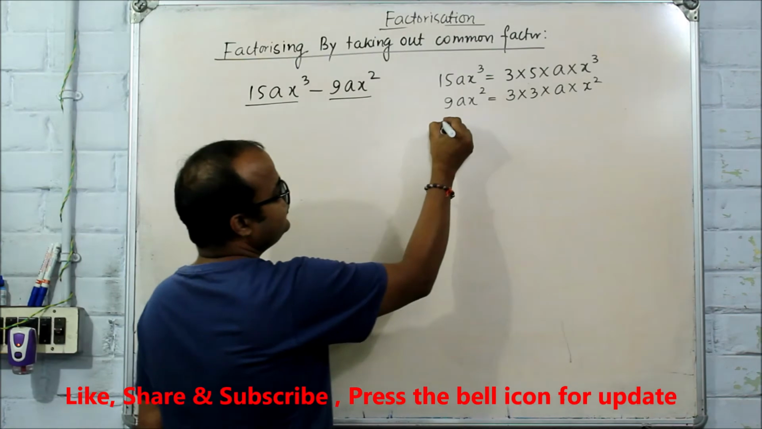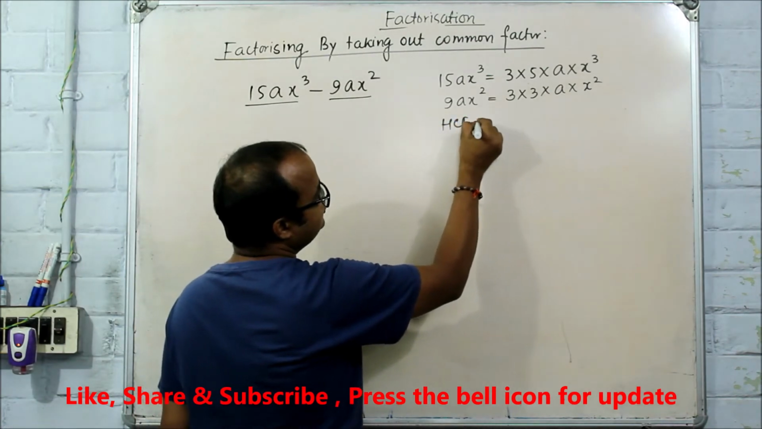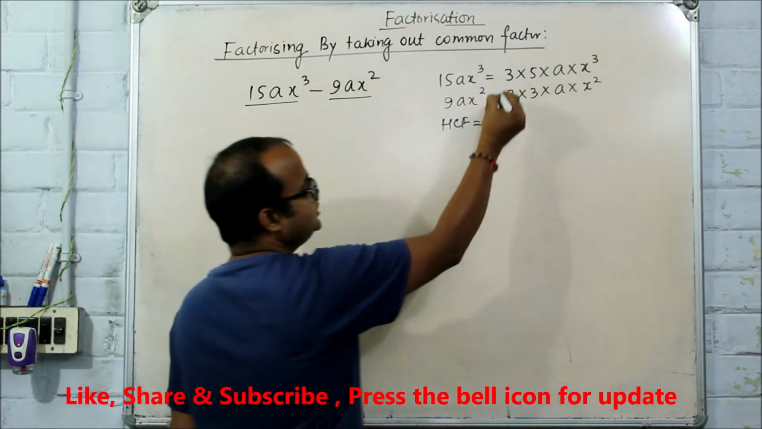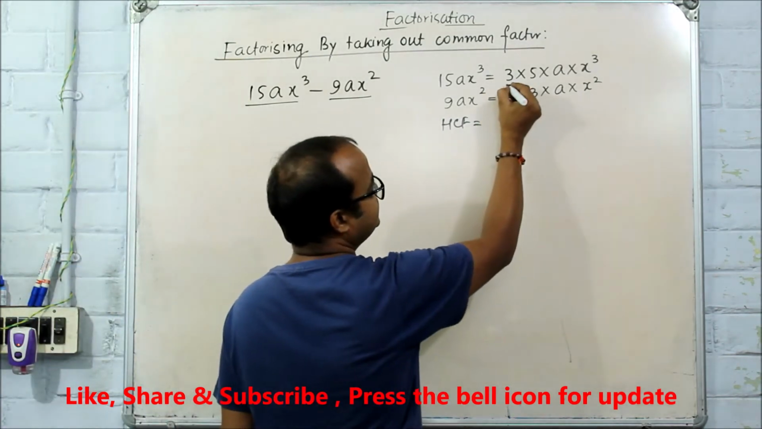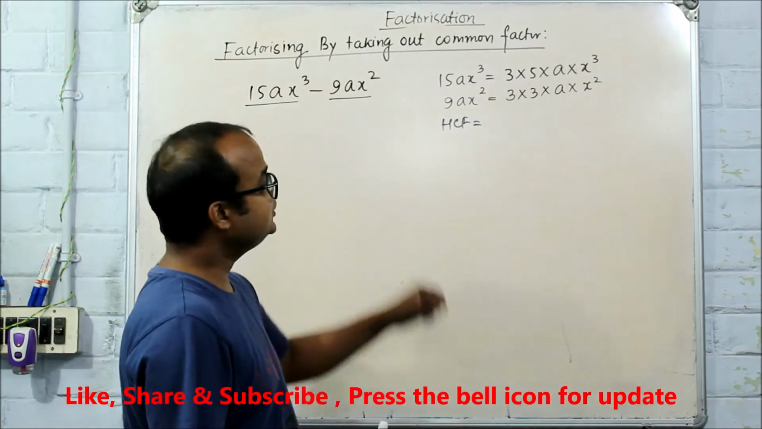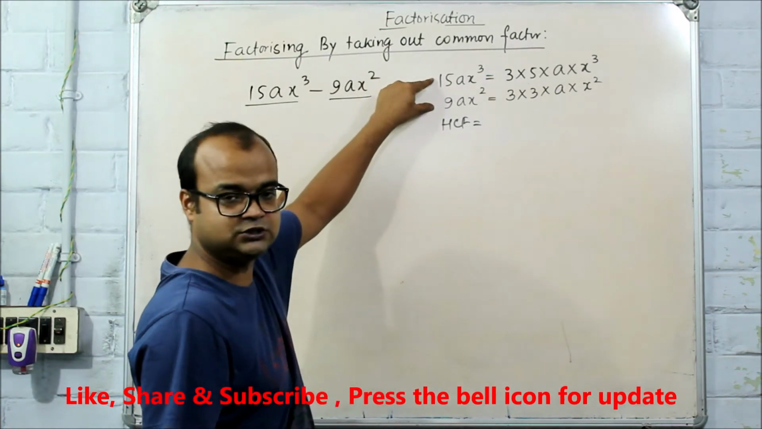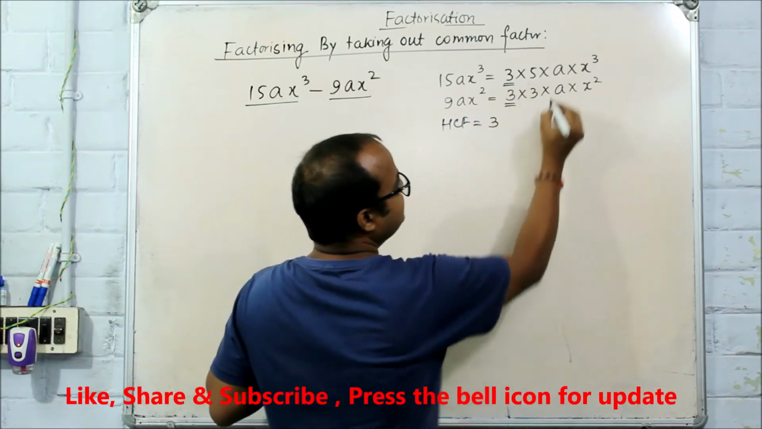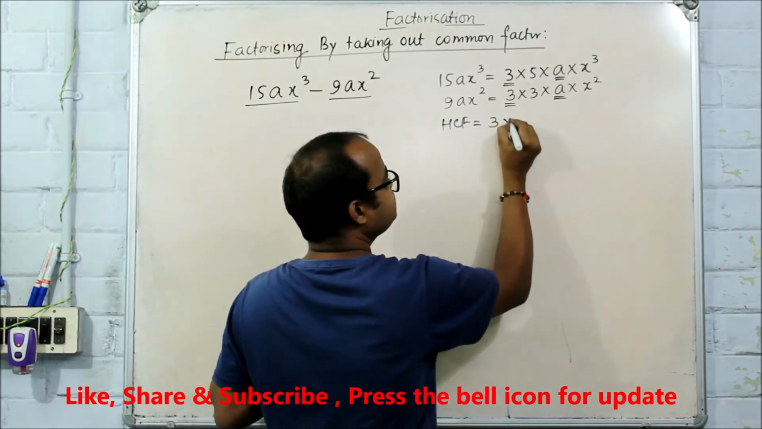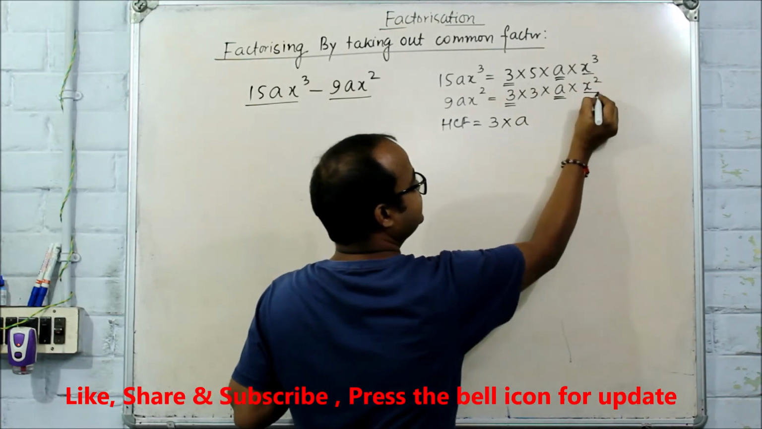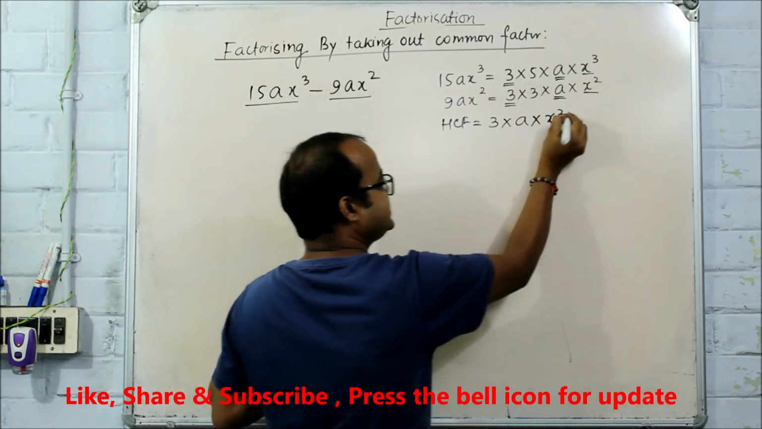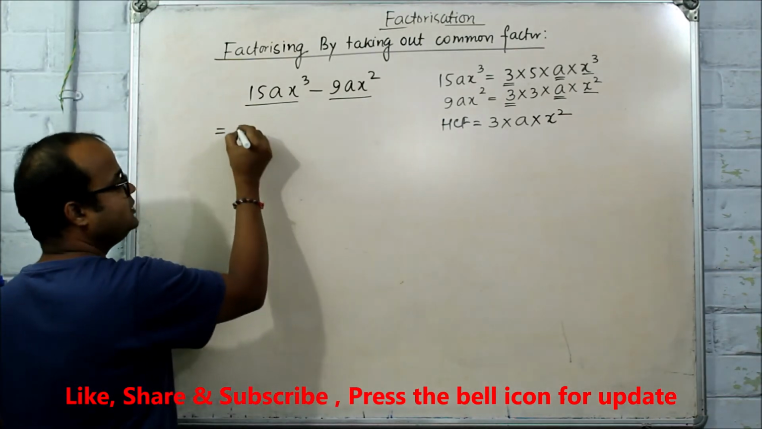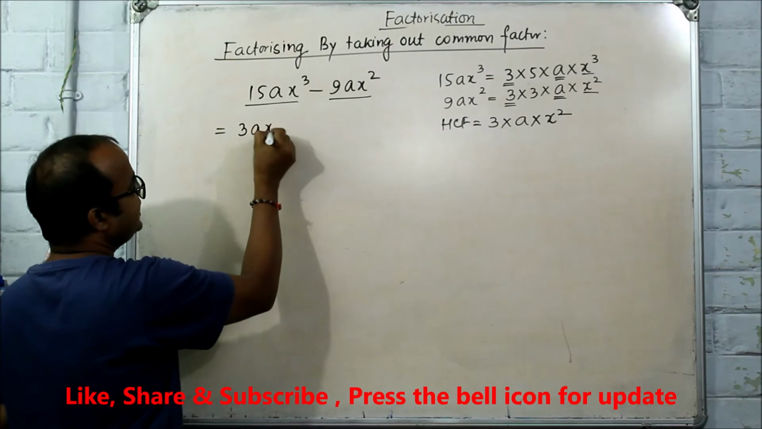Clear? So now find the HCF of these two terms. HCF means highest common factor, that means the factors which are common to both the terms. 3, here a, x cube, x square. So the highest common is x square. So from these two, we need to take common 3ax square.